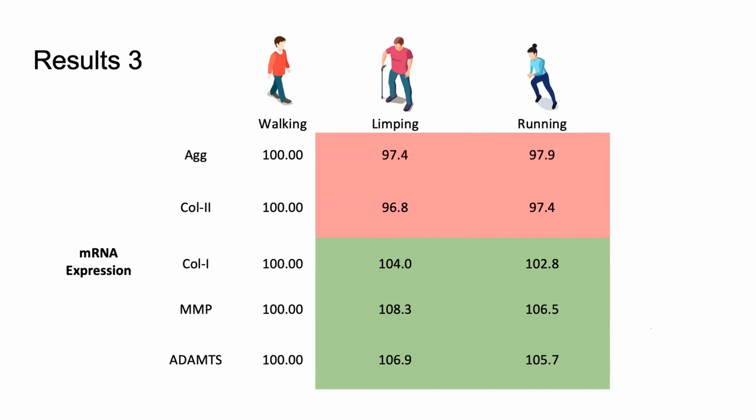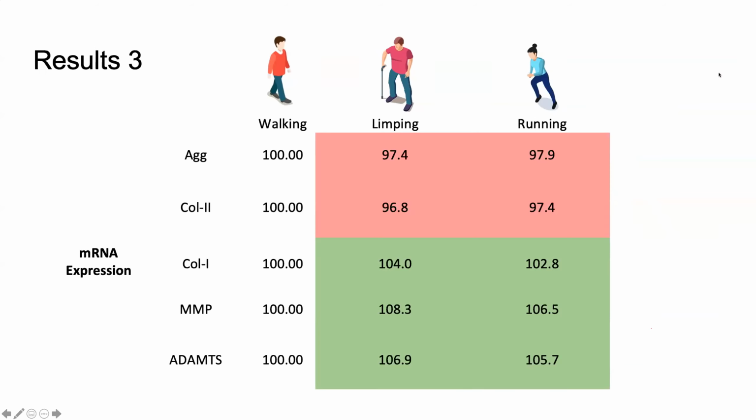So what we can say about these results is that we can see a tendency towards a catabolic phenotype, where the extracellular matrix producer genes are downregulated, and the genes responsible for matrix destruction, such as ADAMTS4 or MMP, are increased more in the limping condition than in running.